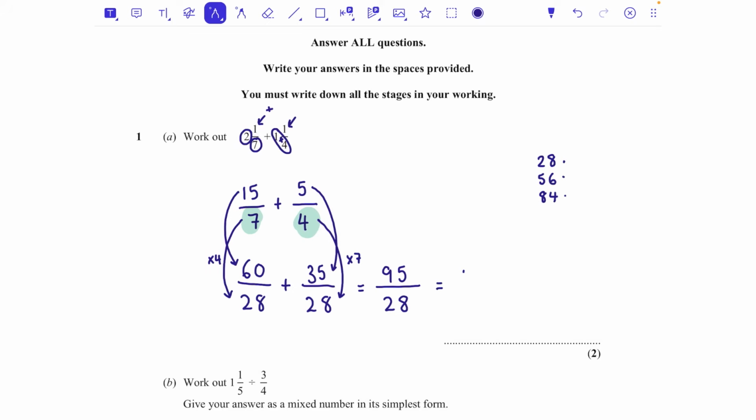So that would be 3 wholes. And then from 84 up to 95, that's 11 extra left over. So I've got 11 28ths left over. Now that question did not say you must give your answer as a mixed number. So this would be absolutely fine for full marks, and this would be absolutely fine for full marks, and that would be 2 marks for that question.